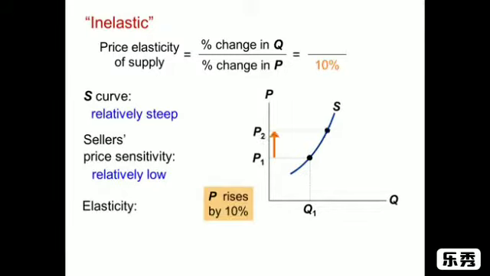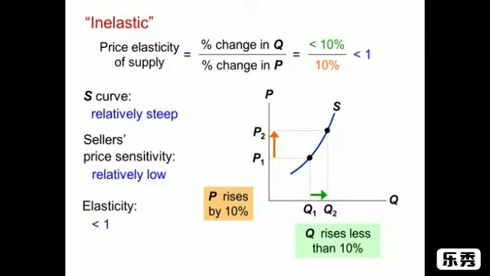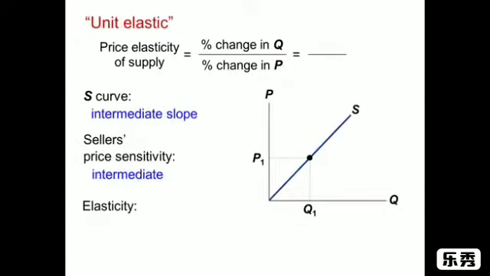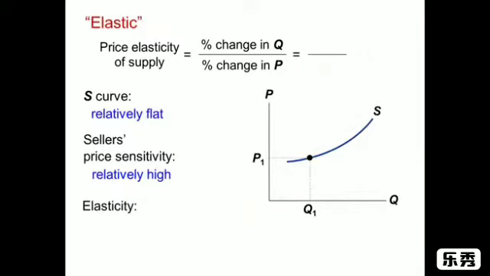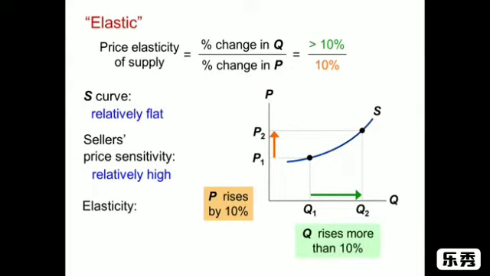The next one is an inelastic supply. Here, if price goes up by 10%, then quantity supplied goes up by less than 10%. So the elasticity is between 0 and 1. Unit elastic is just when price goes up by 10%, we have quantity supplied going up by exactly 10%. So elasticity equals 1. And then elastic supply, we have the same idea. When price goes up by 10%, quantity goes up by more than 10%. And so here the elasticity is greater than 1.